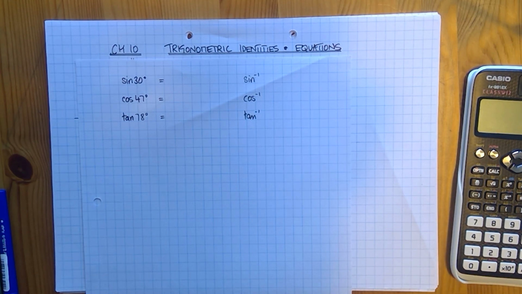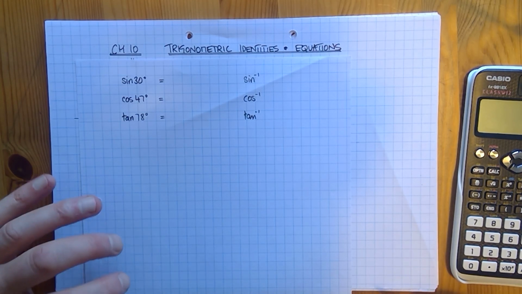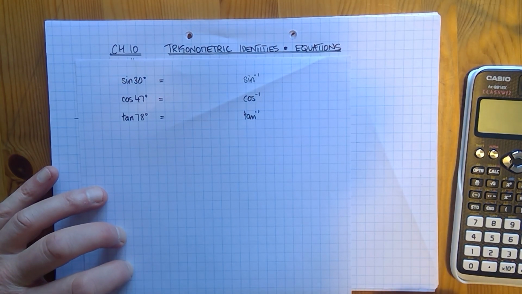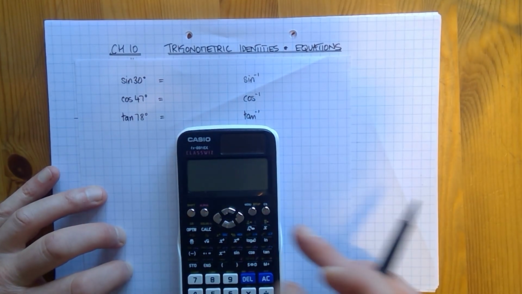AS Level Maths, this is chapter 10 from the Pearson textbook, Trigonometric Identities and Equations. Before I start, right at the beginning, there are a few little questions I need to ask. I need to make sure you understand why we're doing the first bit. Most of this chapter is following procedures a little bit, using what you've been taught to answer some of the questions. But this first bit, I need you to wrap your head around what it is that we're doing. So here are a few little questions.